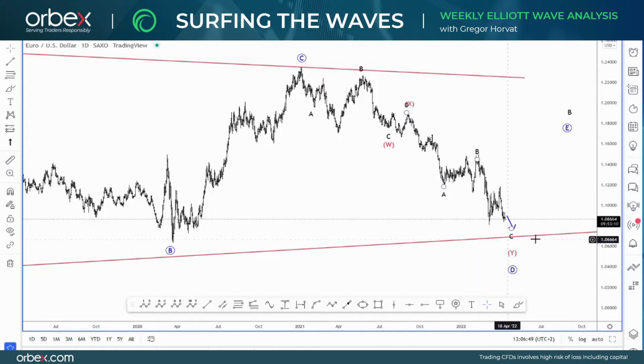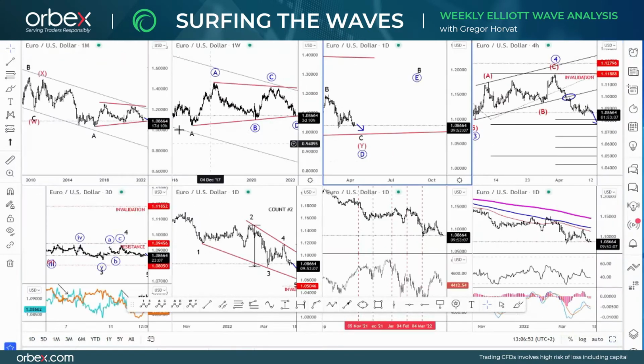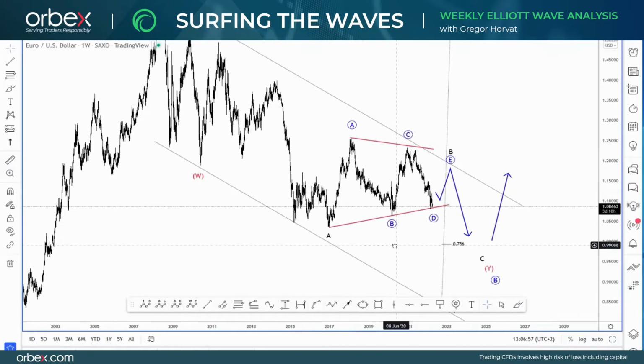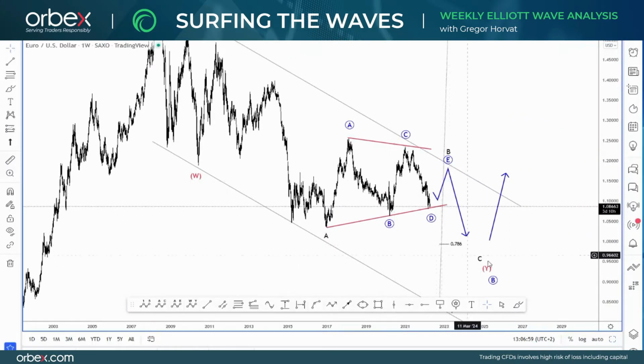So for now I'm still observing the final stages of a wave D that belongs to a very big triangle, as shown here on a weekly chart. So I will be looking for wave D support in the near future and then a wave E rally.